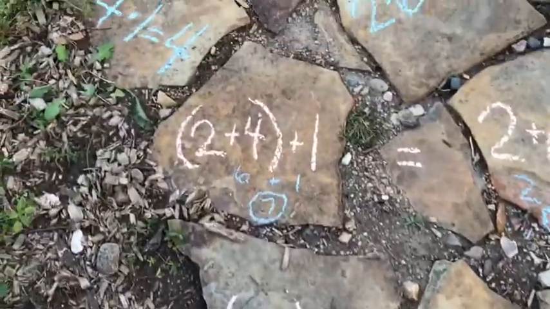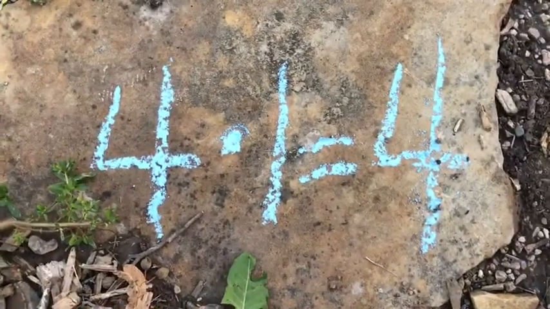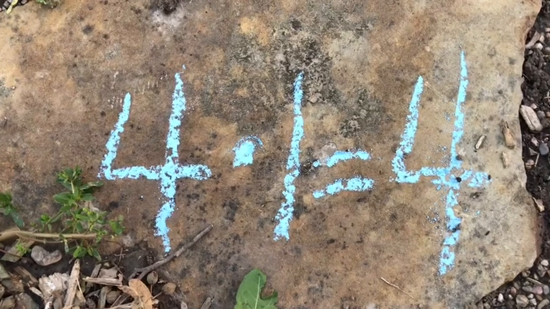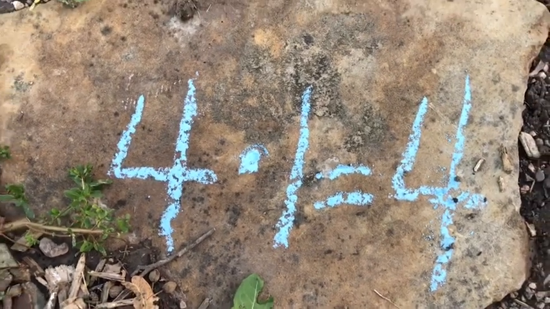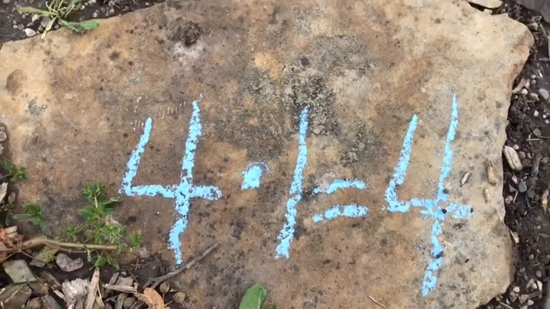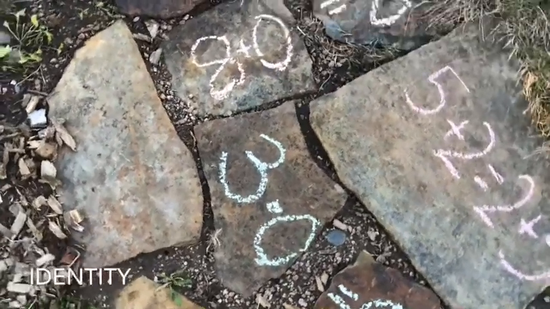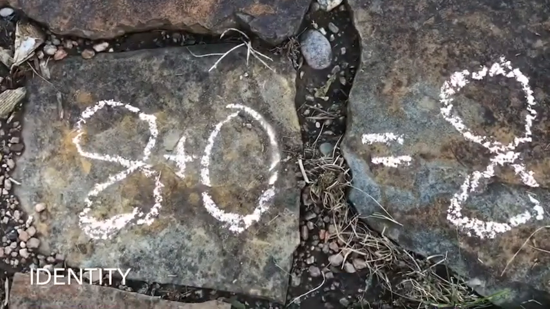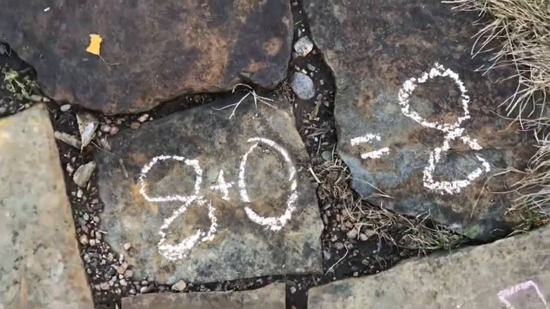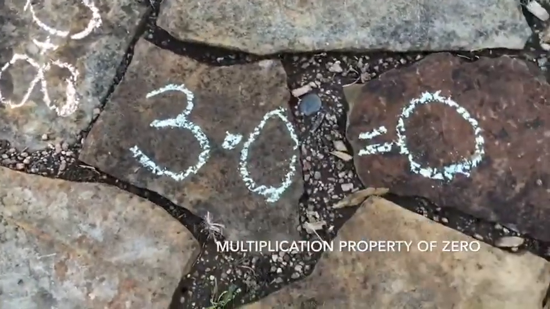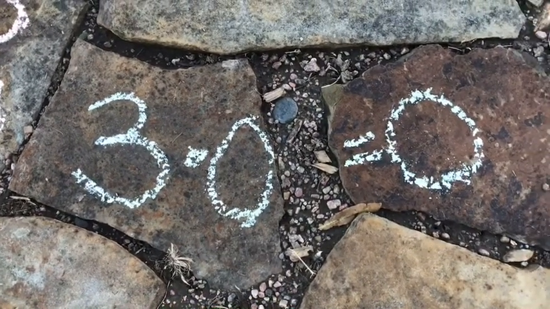Let's see if there's some more up here. Ooh, 4 times 1 equals 4. So if you multiply 4 or any number times 1, you get that same number. Ooh, identity property of multiplication. Let's see if we have the identity property of addition. Oh, we do, because if we add 0, we get the same thing. Let's see another one. Oh, multiplication property of 0. If we multiply by 0, we always get 0.